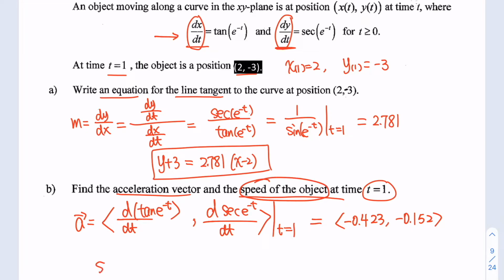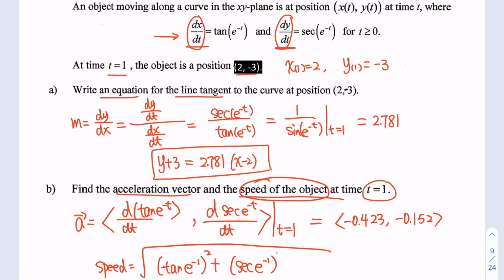And the speed of the object at t equals 1 gives us the square root of tangent(e to the negative 1) squared plus secant(e to the negative 1) squared. Plug into your calculator, which gives you 1.139.